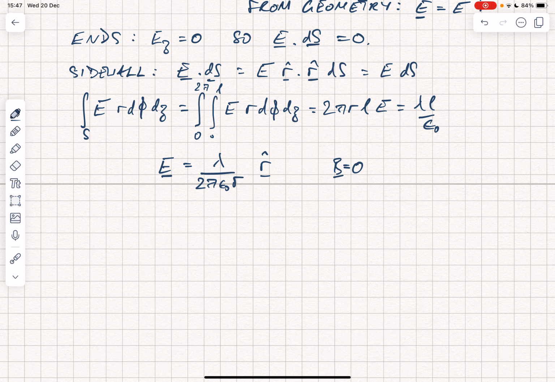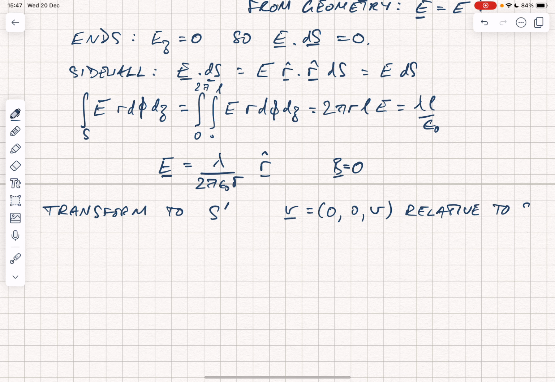If we now transform to a new reference frame S prime, where the velocity, we're going to take a slight difference, is now in the Z direction relative to S. That's because it makes the maths slightly easier. Let's think about the fields.